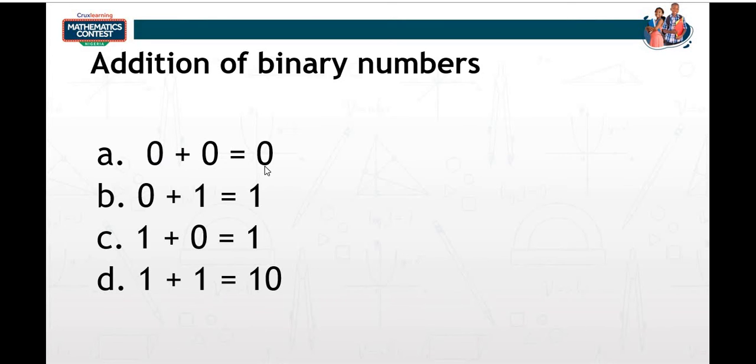0 plus 0 is 0, 0 plus 1 is 1, 1 plus 0 is 1, 1 plus 1 is 10. Note that: not ten, but one-zero. Remember, we have only 2 digits in the binary number system, 0 and 1. So 0 plus 0 is 0, 0 plus 1 is 1, 1 plus 0 is 1, 1 plus 1 is 10, okay?